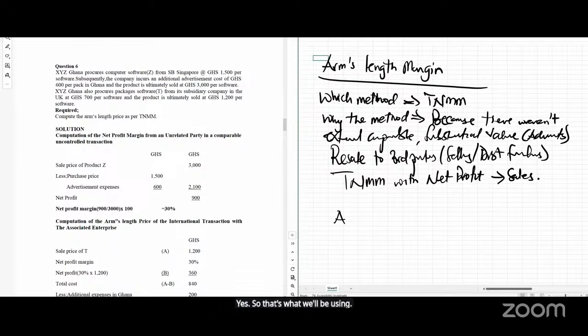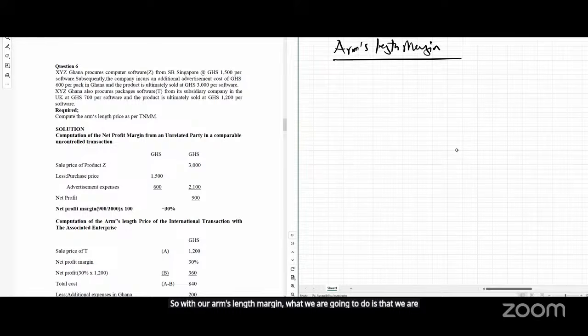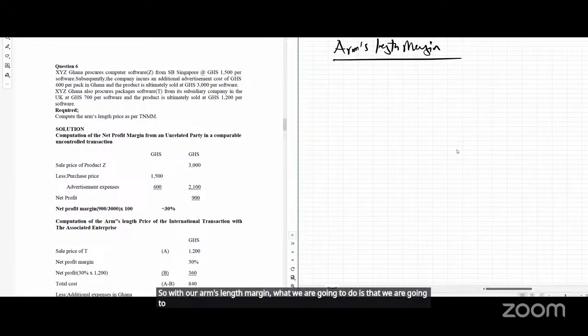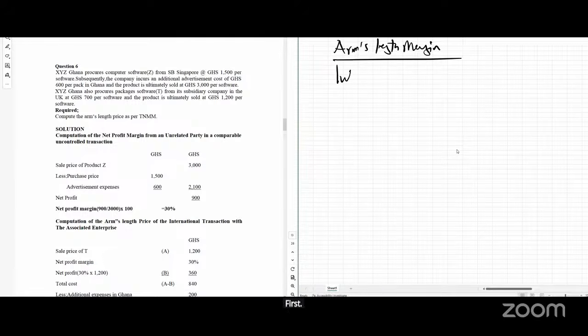So let's get the arm's length margin. With our arm's length margin, what we are going to do is that we are going to first say that, okay, we want our internal transaction we did, right?